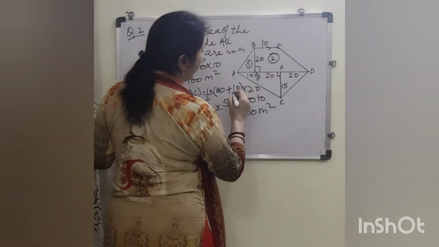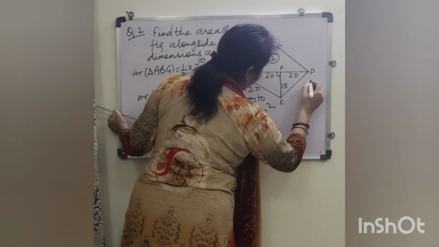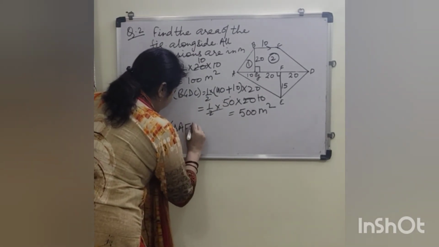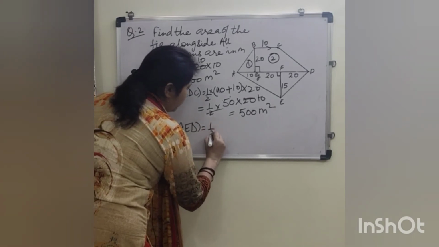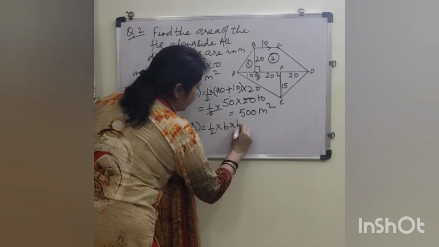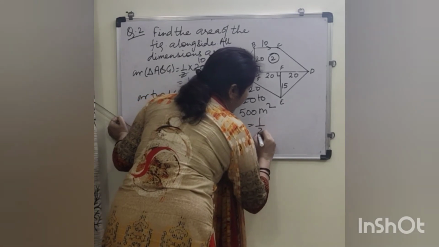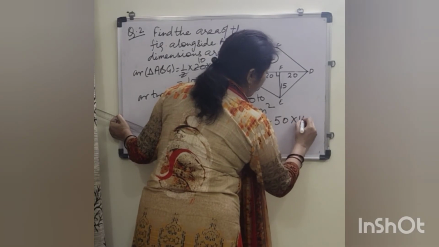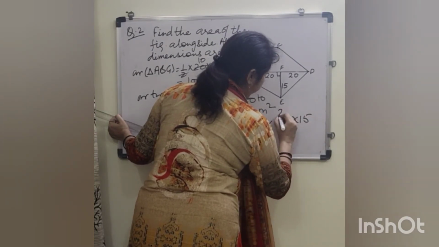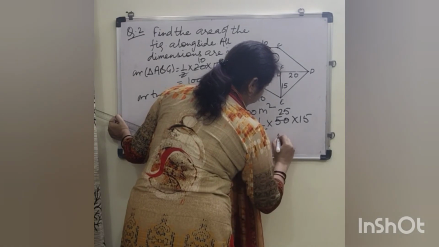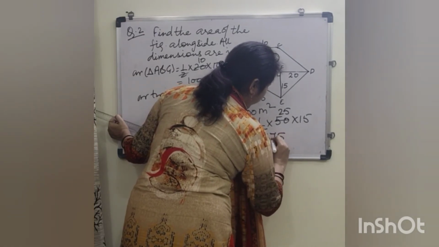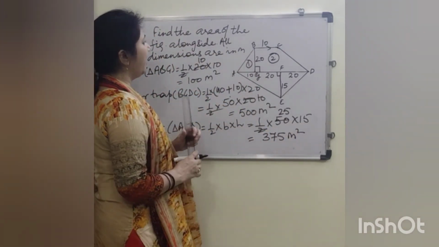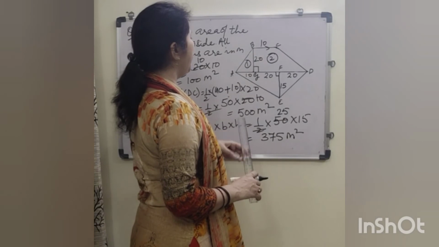Now lastly, the area of triangle AED. This you are going to find by the formula half base into height. So it is equal to half into the base, which is the entire base, that is 50, into 15, that is 375 meter square.